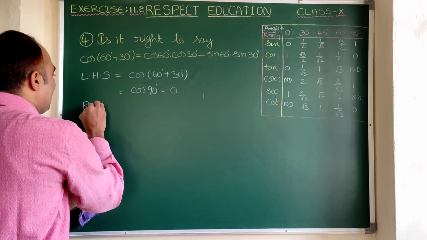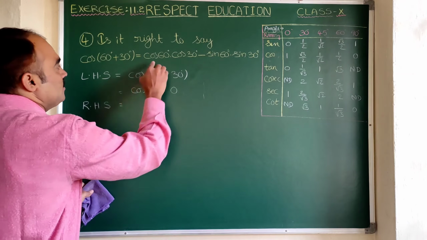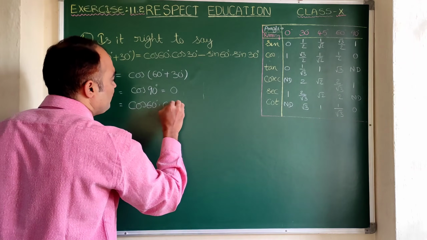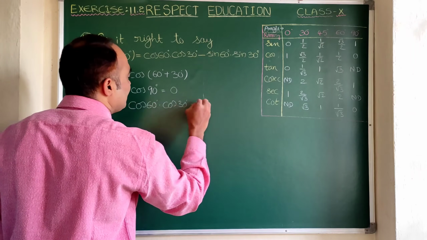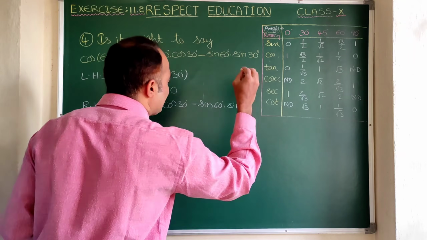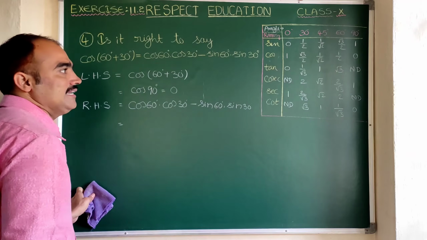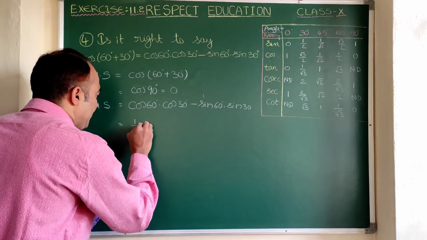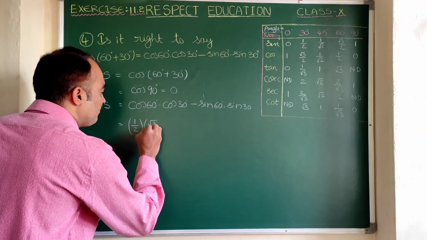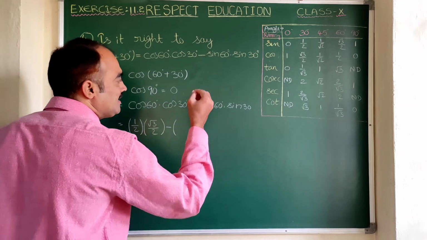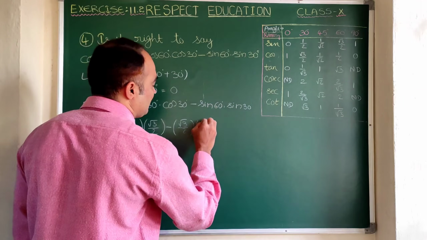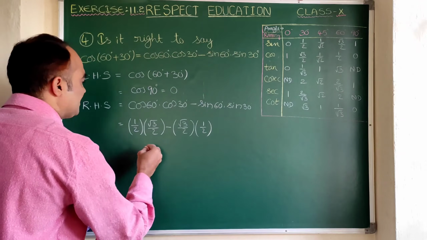Now let us take the RHS, the right hand side part. You read it once. Cos 60 degrees into cos 30 degrees minus sin 60 degrees into sin 30 degrees. Now let us substitute the values. What is cos 60 degrees? 1 by 2, into what is cos 30 degrees? Root 3 by 2, minus what is sin 60 degrees? Root 3 by 2, into what is sin 30 degrees? 1 by 2. Now let us simplify here.